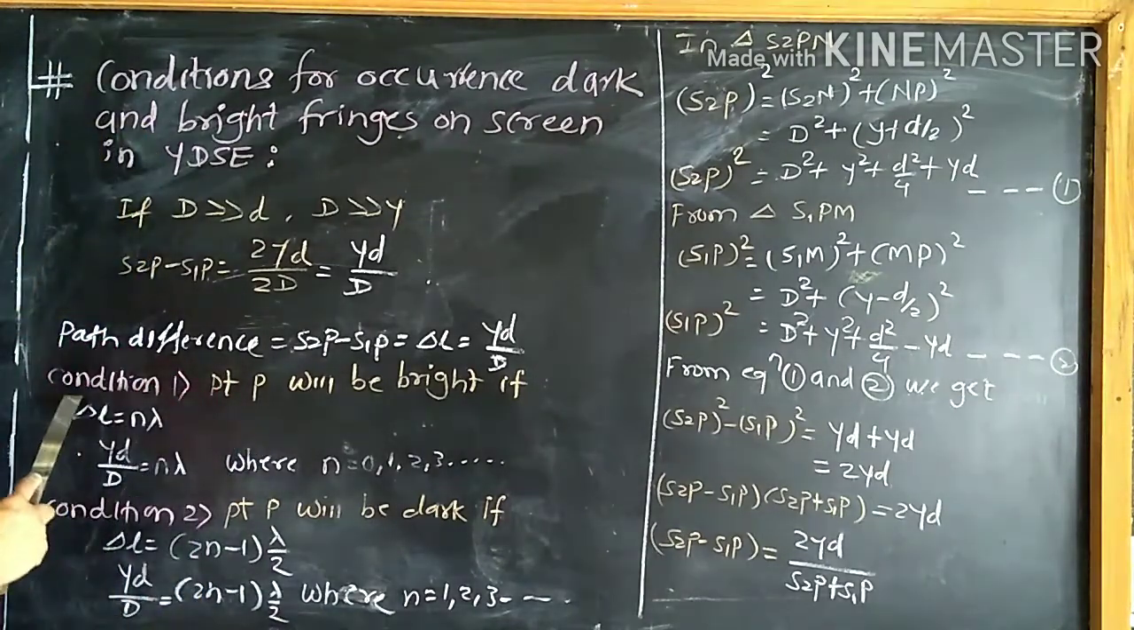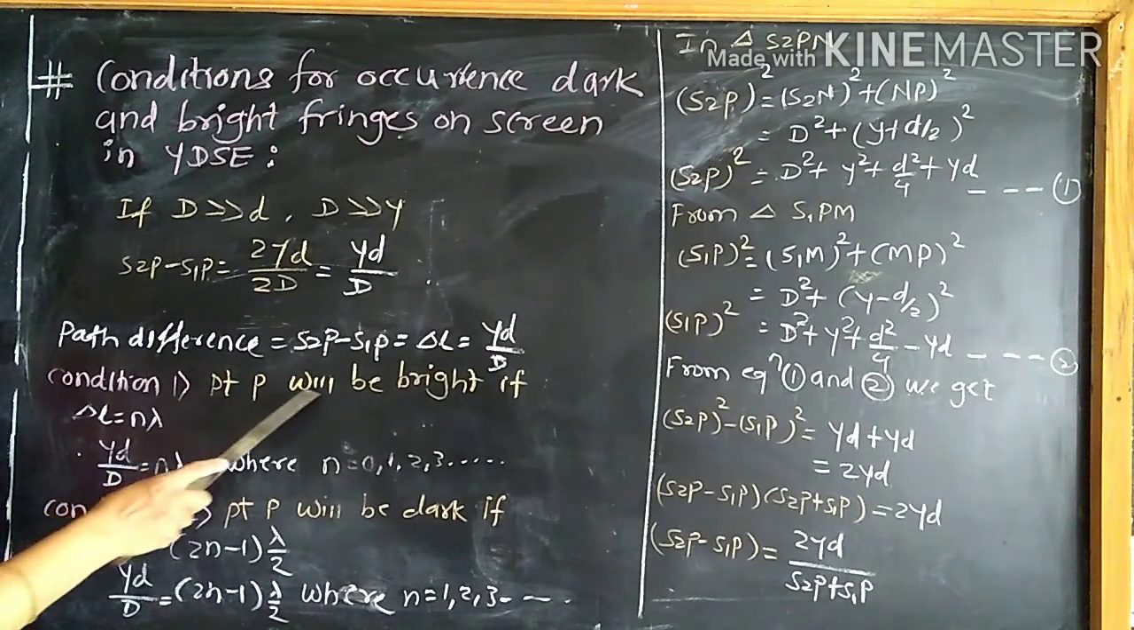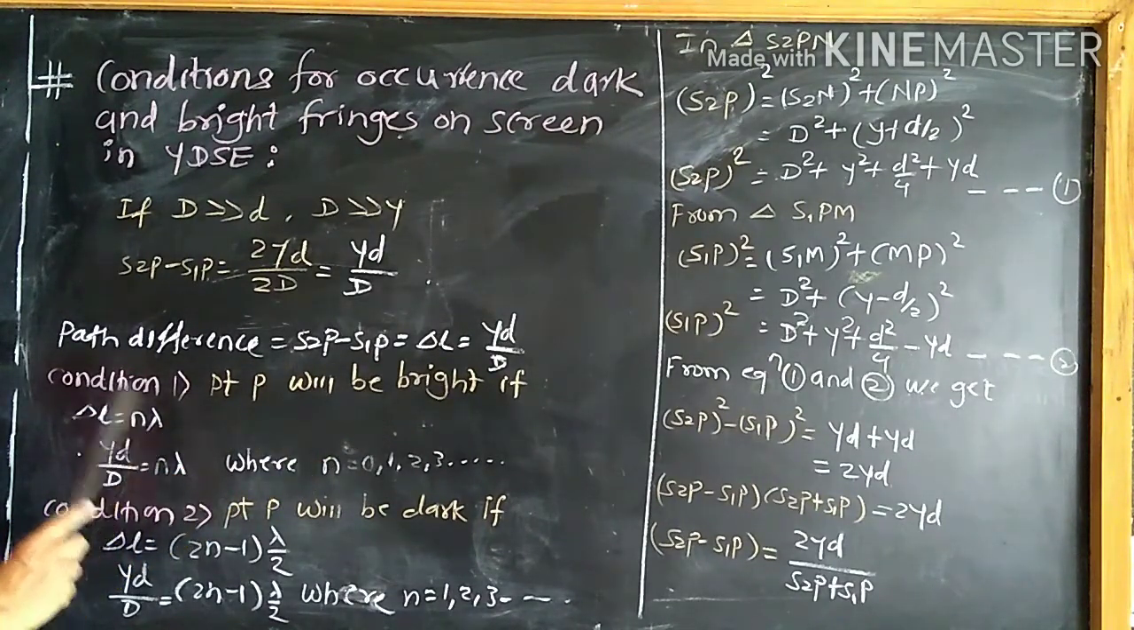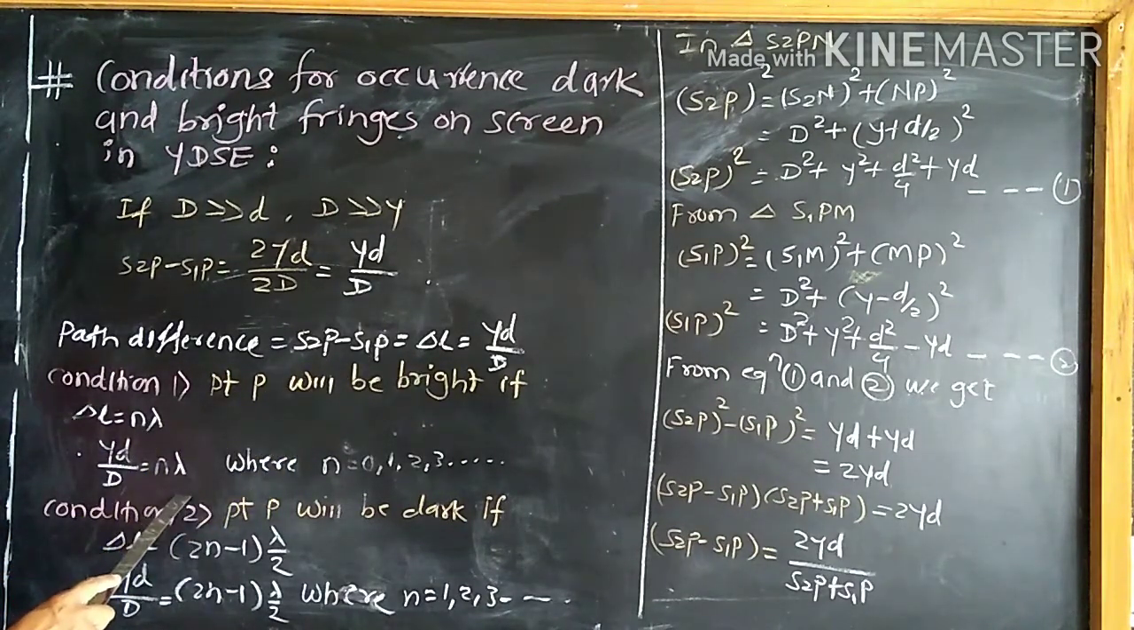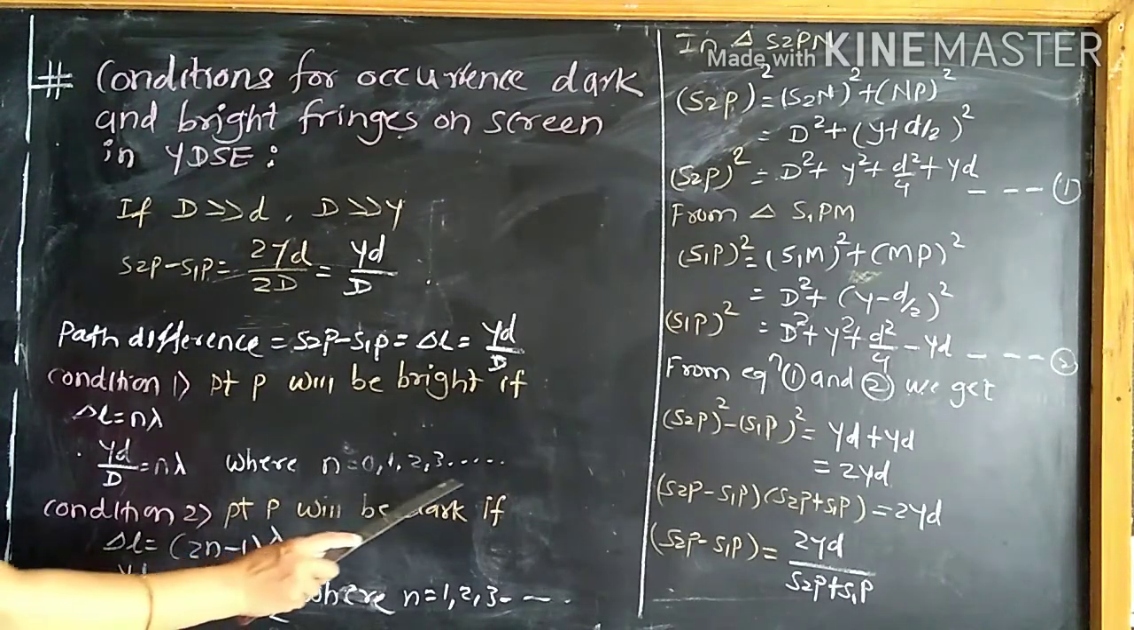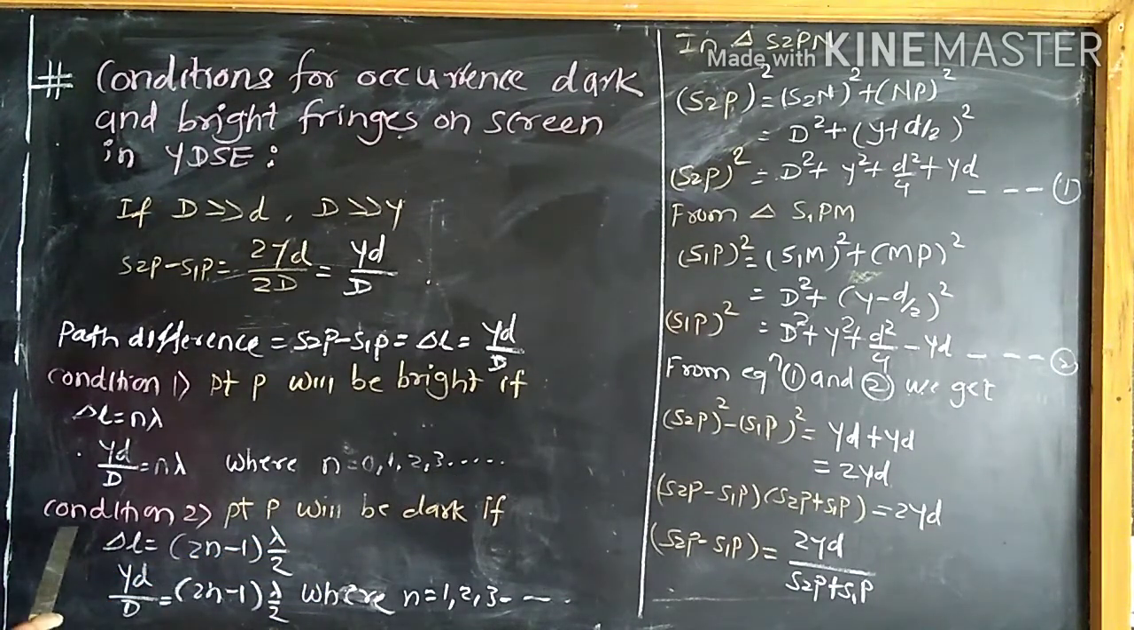Here are the conditions. First condition: the point P will be bright if the path difference is equal to n lambda. That means yd upon D is equal to n lambda, where n starts from 0, 1, 2, 3 like that. Second condition: point P will be dark only when the path difference is equal to (2n minus 1) lambda by 2. That means yd by D is equal to (2n minus 1) lambda by 2, where n is equal to 1, 2, 3 in this way.